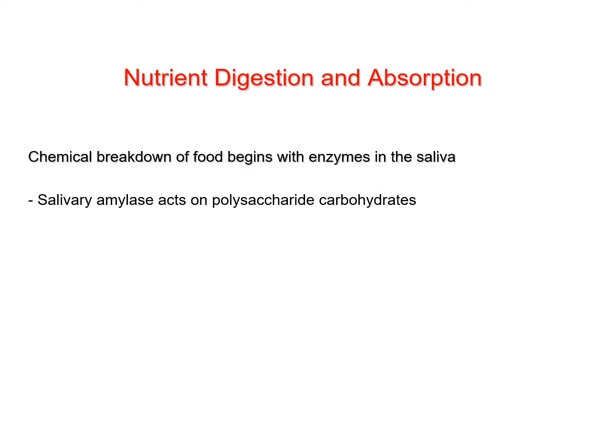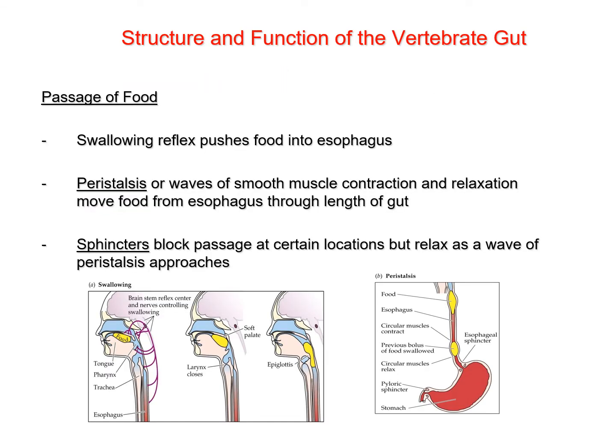Okay, so in terms of the actual breakdown of the food, the enzymatic processes involved in breakdown are biochemical reactions, and they begin actually in the mouth with enzymes that are found in the saliva. The main enzyme found in the saliva is salivary amylase. Salivary amylase will act on polysaccharides to break them down. There is also, and a lot of people don't realize this, I'll get to it later in just a second.